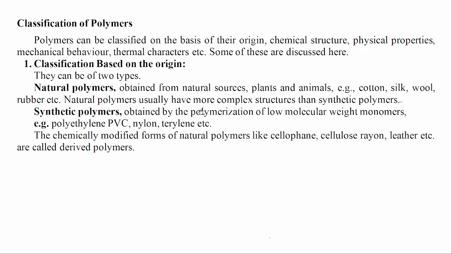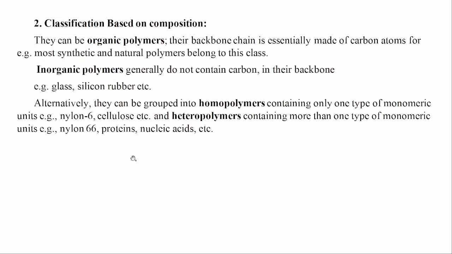Natural polymers usually have more complex structures than synthetic polymers. Synthetic polymers, obtained by the polymerization of low molecular weight monomers, e.g. polyethylene, PVC, nylon, terylene etc. The chemically modified forms of natural polymers like cellophane, cellulose rayon, leather etc. are called derived polymers.